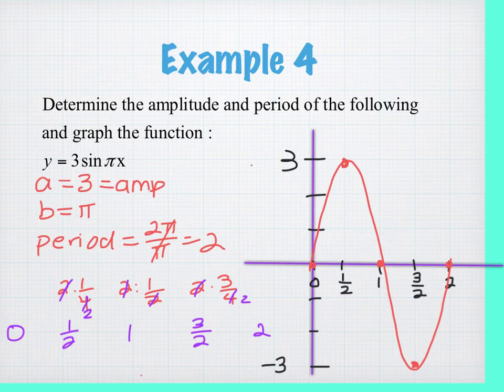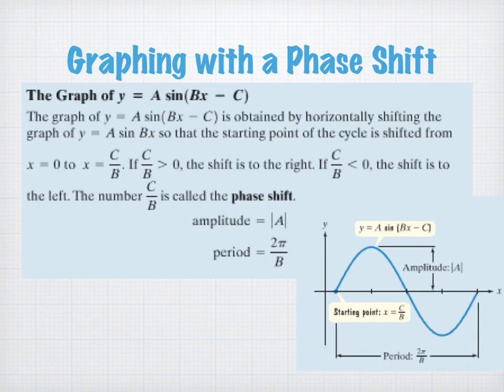Questions so far? Okay, so now ends with a phase shift. A phase shift is a horizontal shift, okay? So if I have something inside the parentheses, there's a phase shift, if I'm adding or subtracting. If I'm adding or subtracting something from the x inside the parentheses, this causes a horizontal shift.